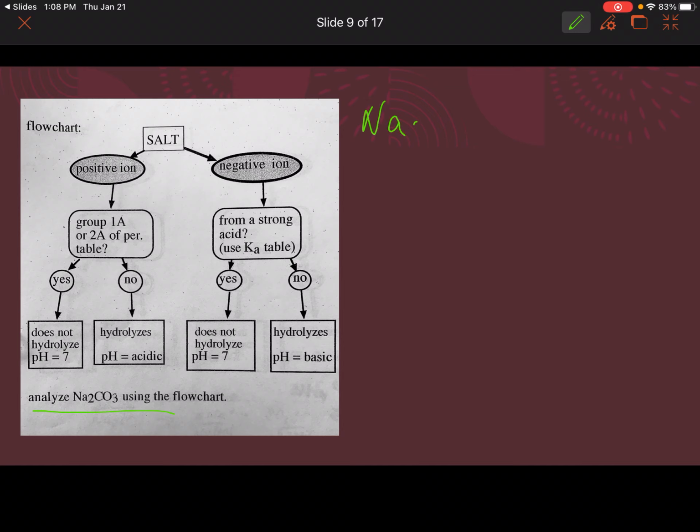So your first step, you're going to write the dissociation. So 2Na plus and CO3 2 minus. So let's go through the flow chart here. Looking at the positive ion, is it from group 1 or group 2A of the periodic table? It's sodium here. Yes, it is. So it does not hydrolyze. Okay, let's look at carbonate here, CO3 2 minus. Now that came from carbonic acid here, right?